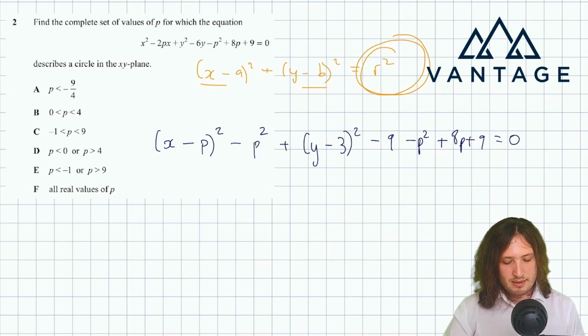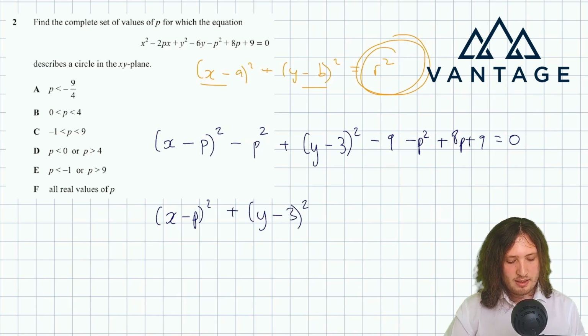equals 0. So now everything that doesn't depend on x and y, we should bring over to the right. So actually the p squareds cancel. No, they don't.